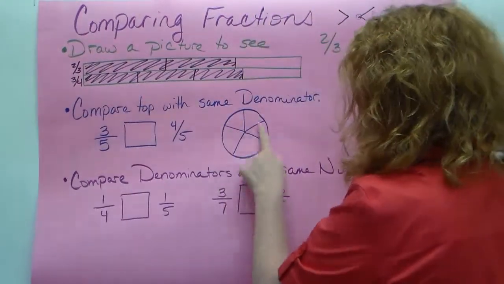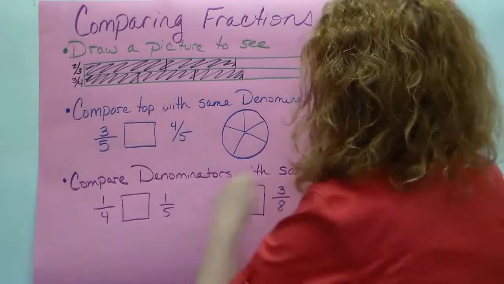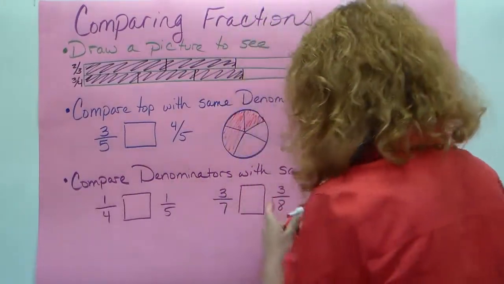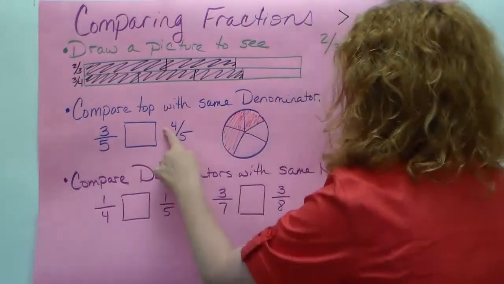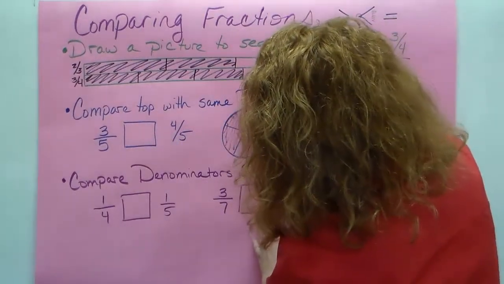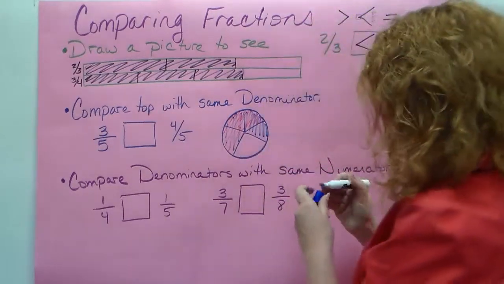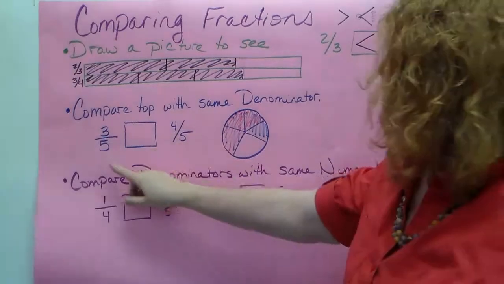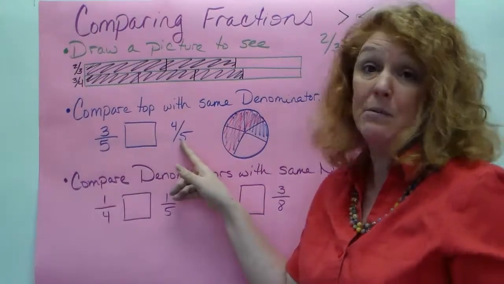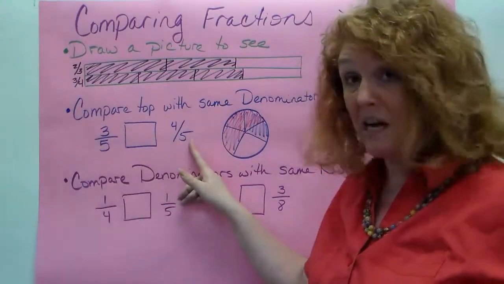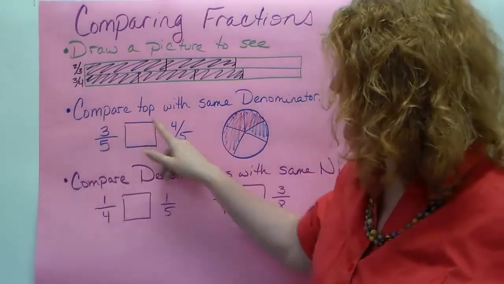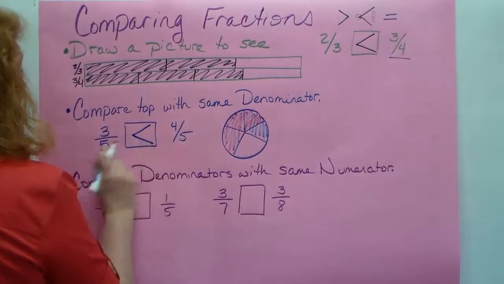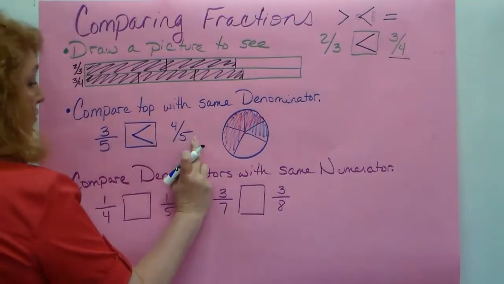Because if I break something into fifths, and this guy has 3 pieces of my fifths, and this guy has 4 pieces of my fifths, which one's going to be bigger? Well, this guy, because he's got more of them. They've broken their pieces both into the same size. These pieces are the same size. And this guy has 3 and this guy has 4, which means this guy's bigger. So again, we're going to put 3/5 is smaller than 4/5.